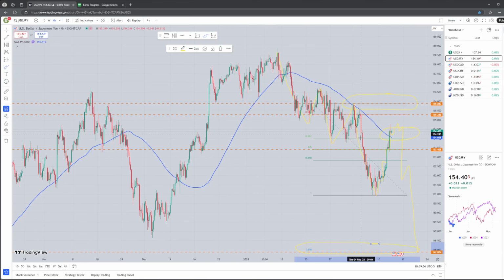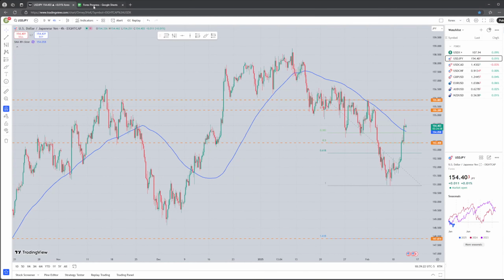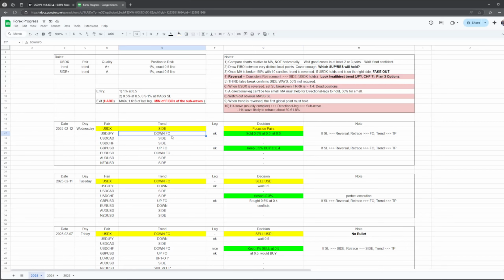Personally, I have entered, risking 0.5% of my account at the 50% retracement, which is still a good zone to trade. Okay, let's write it down. USD Japanese Yen currently has a downtrend with a fake out, and the leg size is nice. I sold risking 0.5% of my account at the 50% retracement with a risk and reward ratio of 1 to 3, which is a really good opportunity to trade, and currently the market has retraced into 60 to 70%.